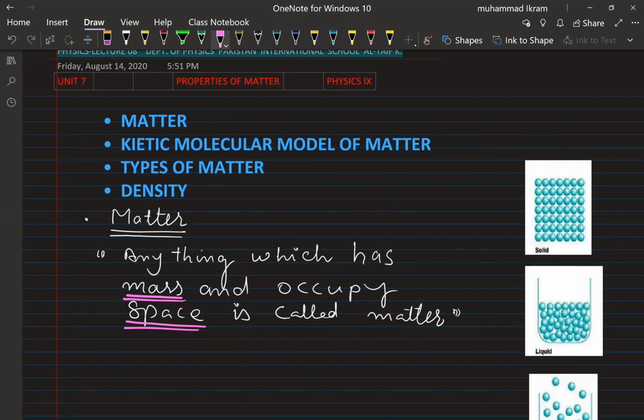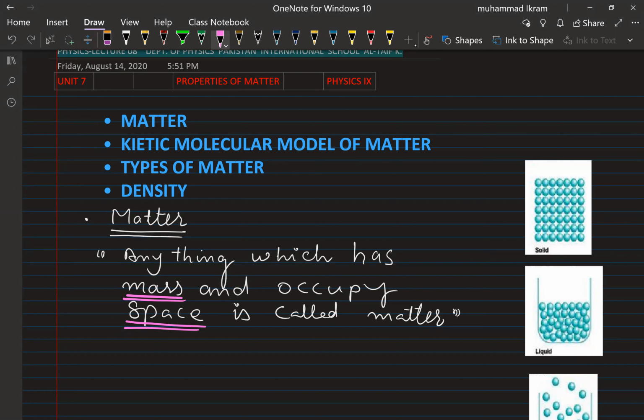For example, even the air, which is transparent and which we cannot see but we can only feel its effect, that is also matter. Why? Because it occupies space and it has mass. For example, look at the balloon. When you inflate the balloon, then what happens? You see that it occupies space because you are putting air inside. Or look at the gas cylinder. When it is empty and when it is filled, then what do you feel when you try to pick it up? Definitely the one which is filled with gas is heavier than the one which is empty. So that is all matter.